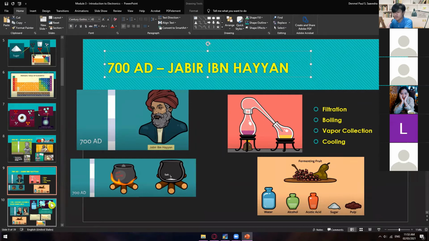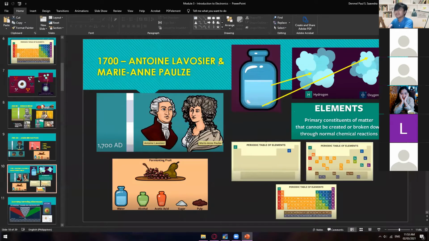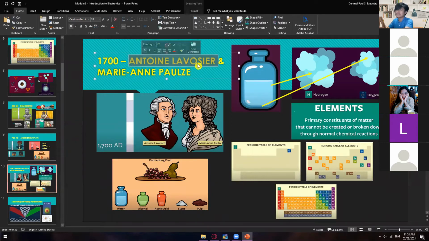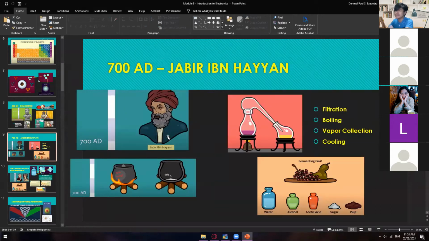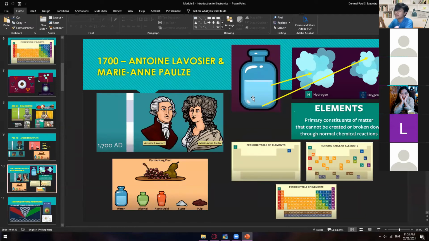So that is now where Antoine Lavoisier, I don't know if I pronounce it correctly, but this one is a French name, and Marie-Anne Paulze come in. This one is 1700 AD. They wanted to expand the idea of Mr. Jabir bin Hayyan. From the water, he wanted to figure out what else we can find. So they figured out that they can still extract more elements, the individual elements, called hydrogen and oxygen, which now leads us to the elements, which are the primary constituents of matter that cannot be created or broken down through normal chemical reactions.